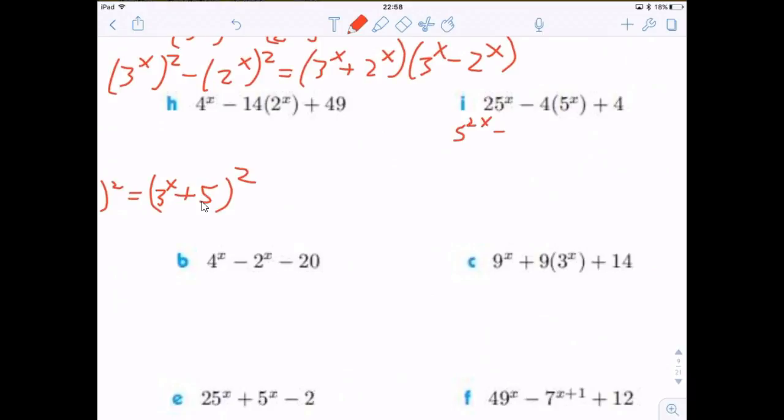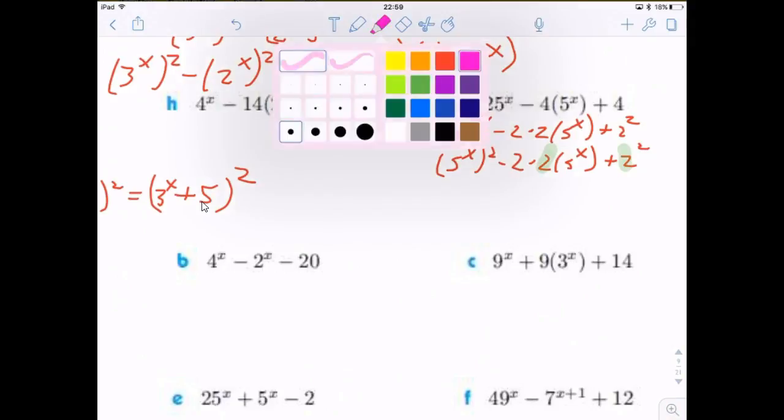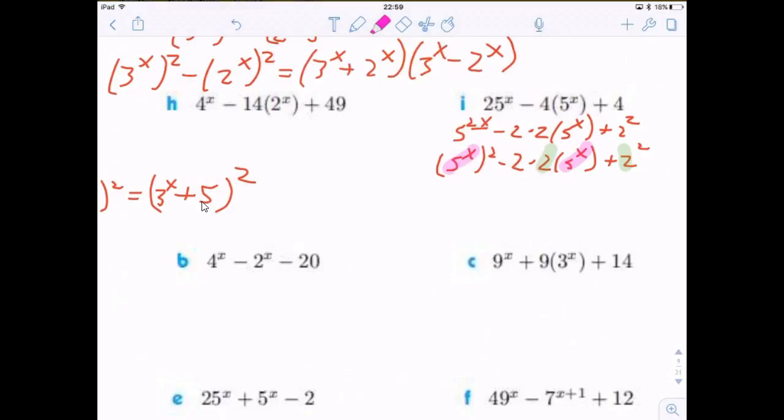Minus 4. 4 looks like a 2 times 2 times 5 to the x. The 4 looks like a 2 squared. So once again, we're going to invert the order here. So we're going to get 5 to the x squared minus 2 times 5 to the x plus 2 squared. The 2's here we're going to replace with b's. The 5 to the x's we're going to replace with a's.